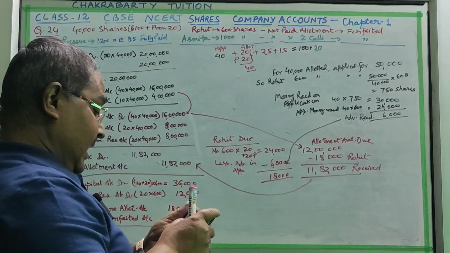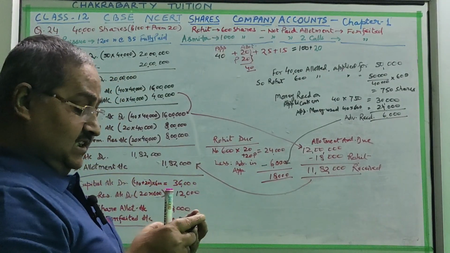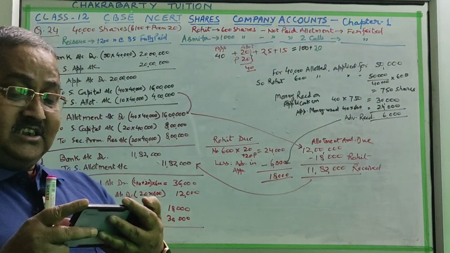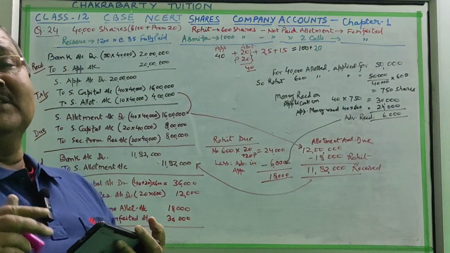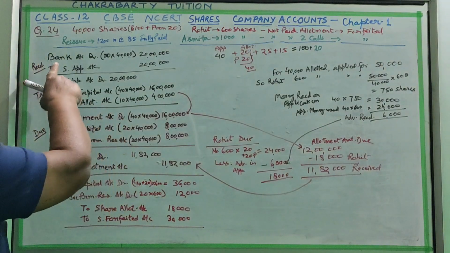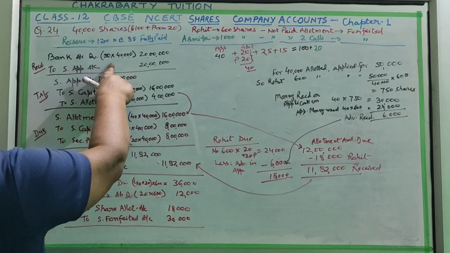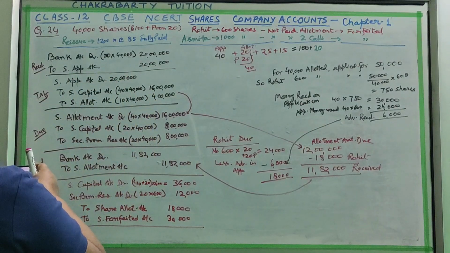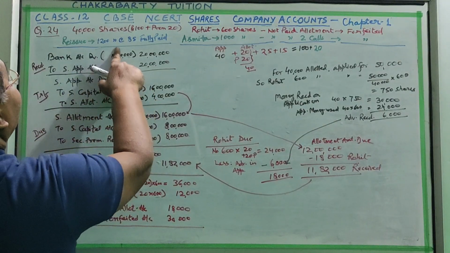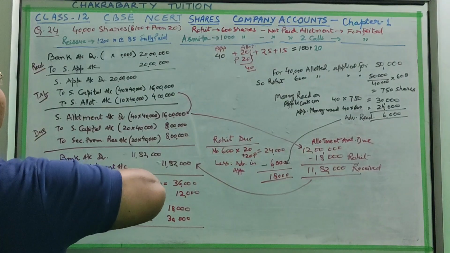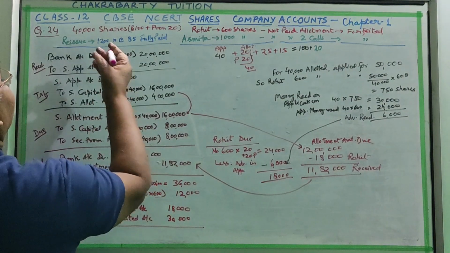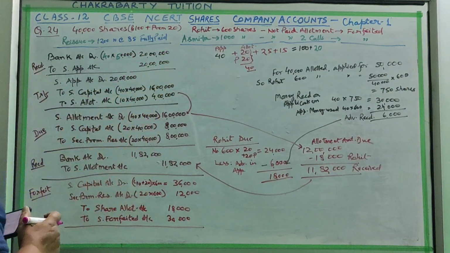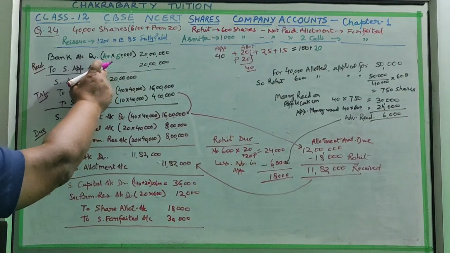Second paragraph. The applications were received for 50,000 shares and allotment was made on pro rata basis. Excess money on application was adjusted against the sums due on allotment. It means nothing has been returned. So first entry we will do bank account debit. We have received at the rate of rupees 40 on 50,000 shares. Because application money was 40 rupees, it comes to 20 lakhs. Okay, and it will go to share application account.